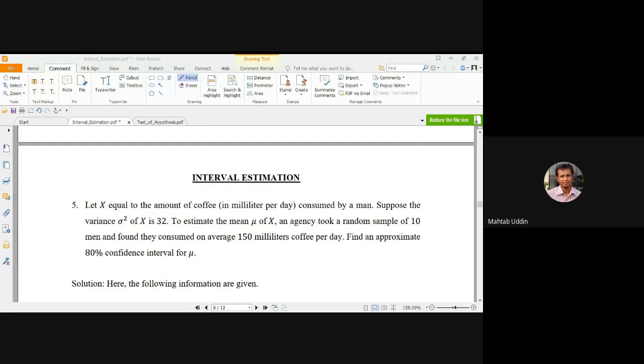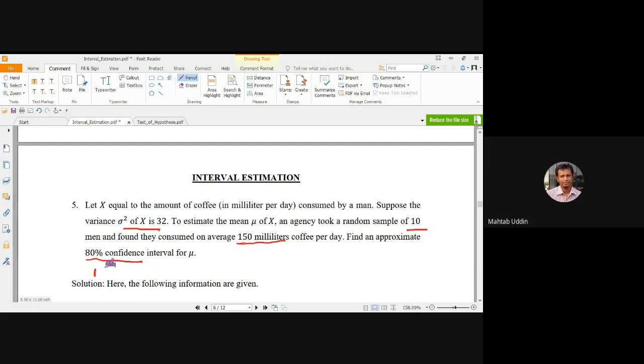What information is given here? Sir, the variance is given, from which we have to find the standard deviation. The number of samples is given. How many samples? Sir, n equals 10. The average is given, 150 milliliter coffee per day. And 80% confidence is given. What is the confidence, alpha or 1 minus alpha? Sir, 1 minus alpha. Good.